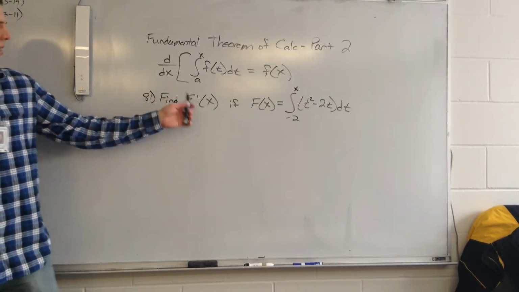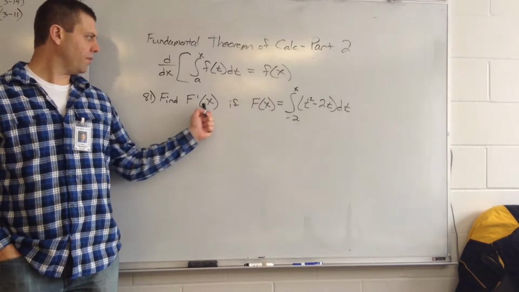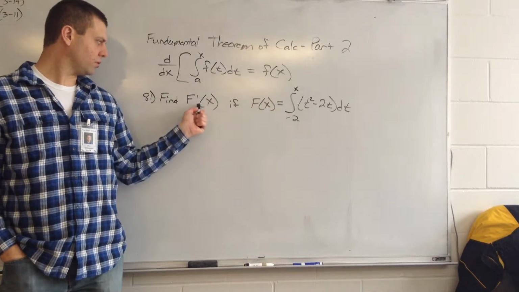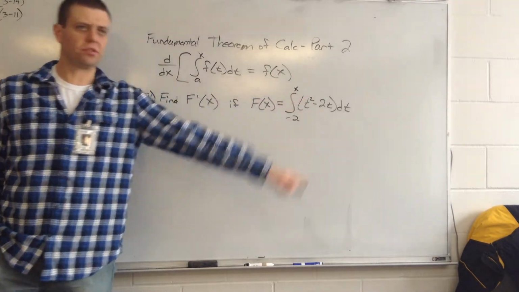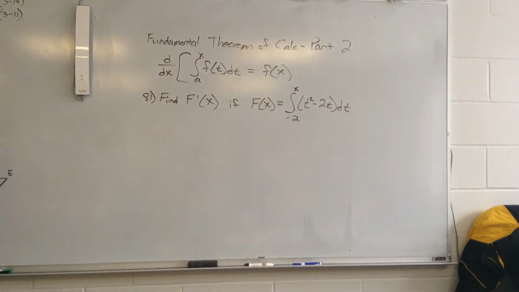So we want to find the derivative of f of x. That's what this is saying. If f of x is equal to the antiderivative from -2 to x of t squared minus 2t dt, so it's like find the derivative of the antiderivative? Yes. These problems are that simple. And sometimes to me, it doesn't quite make sense because it's so obvious. To a degree.